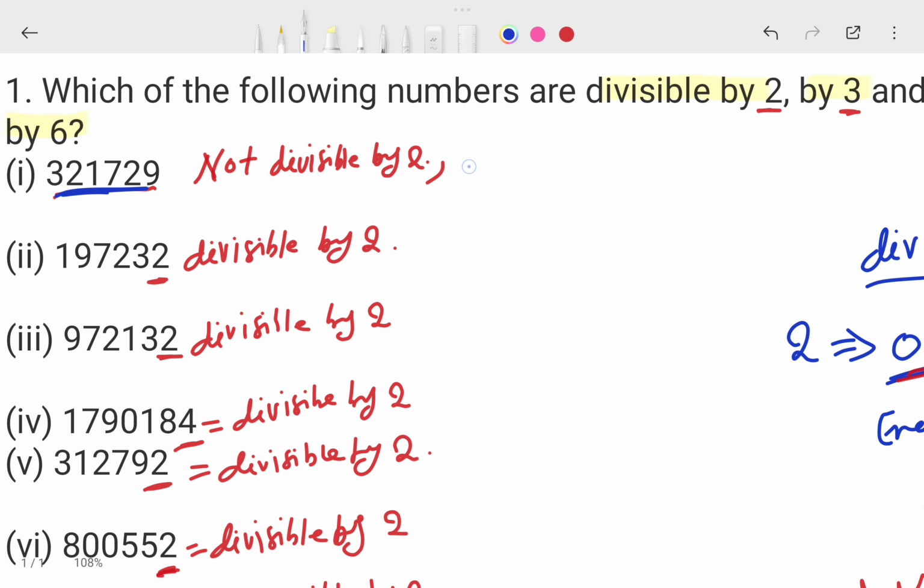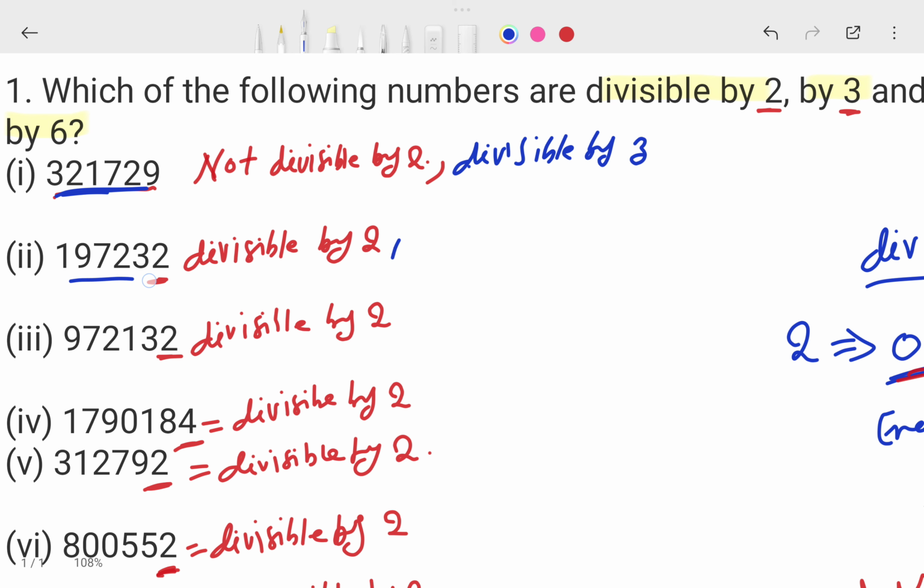So yes, it is divisible by 3. It is also divisible by 3. Okay, now let's check whether this number is divisible by 3 or not.